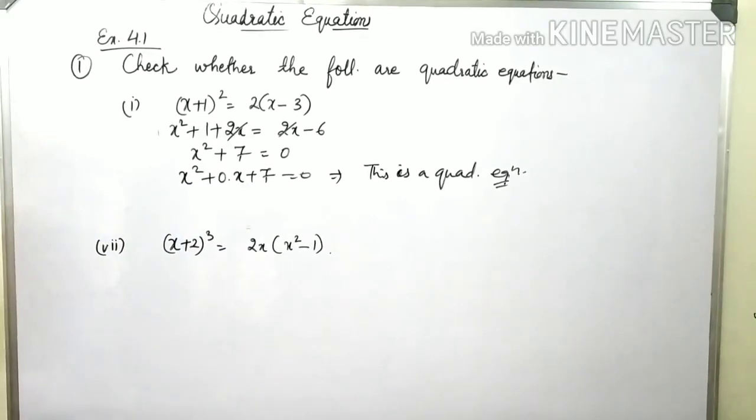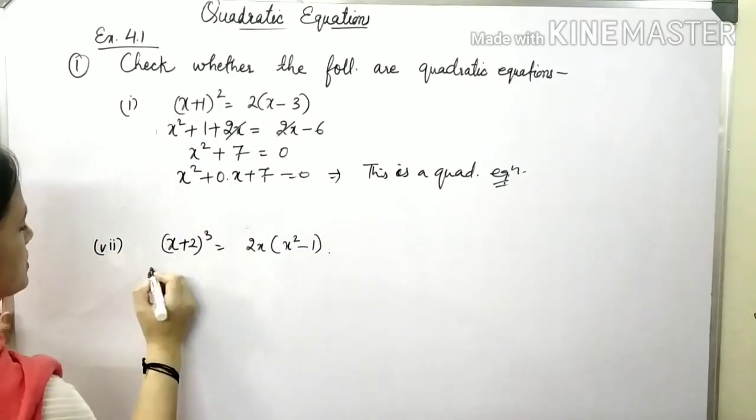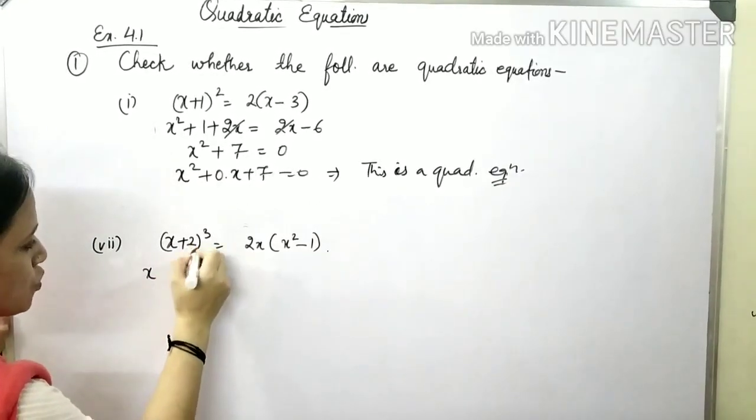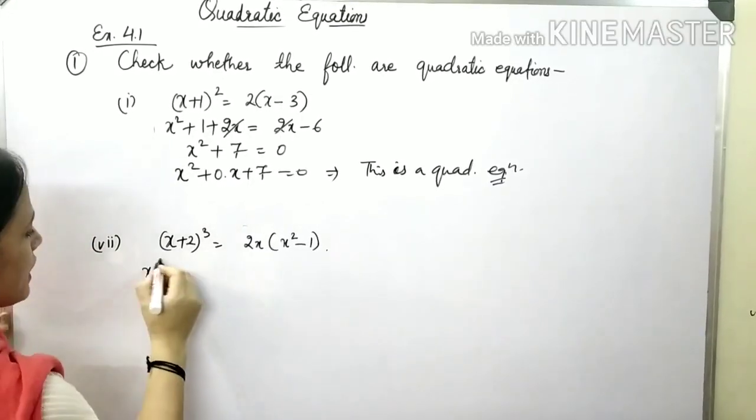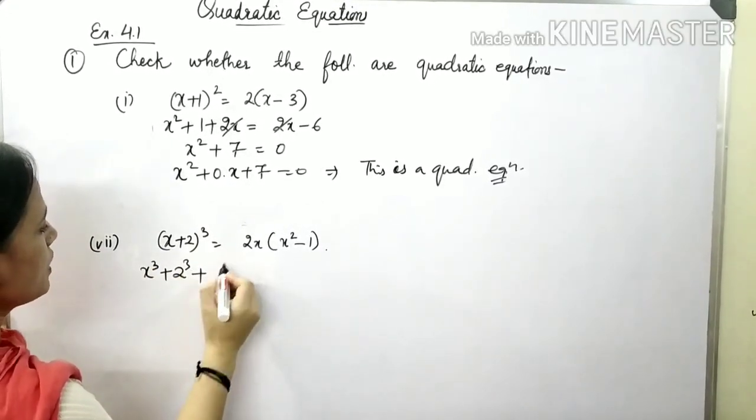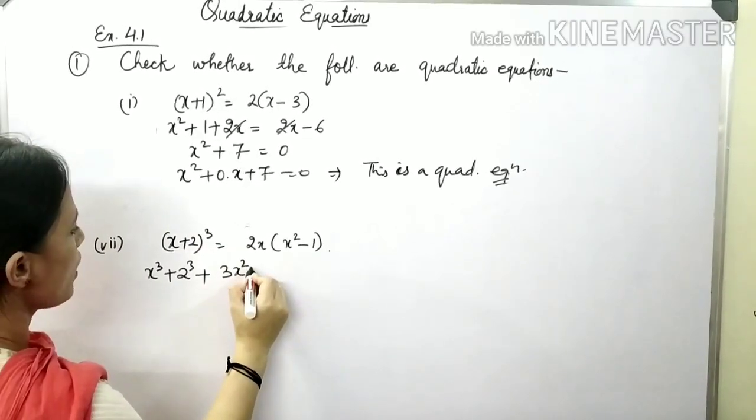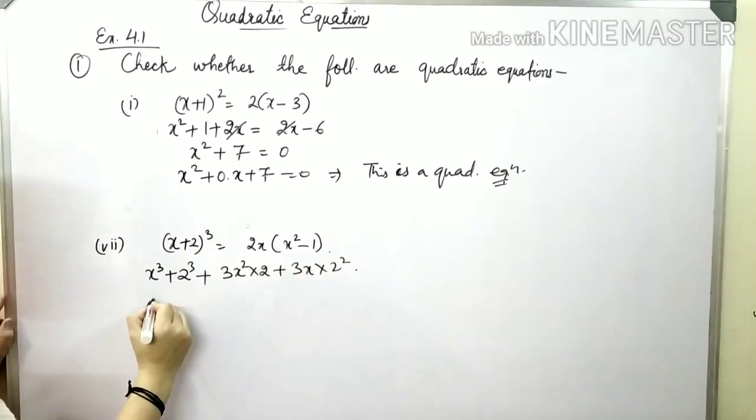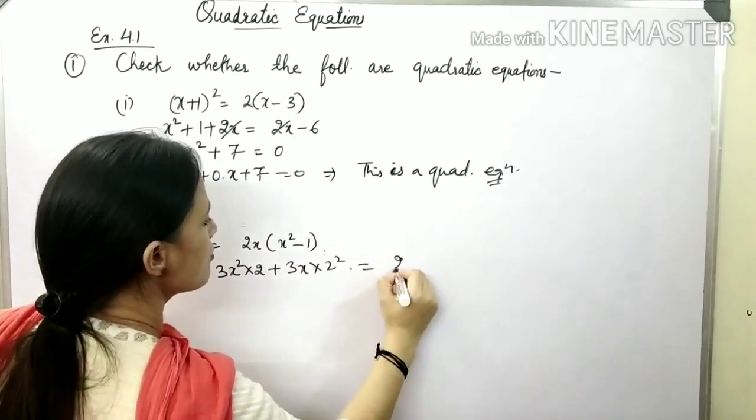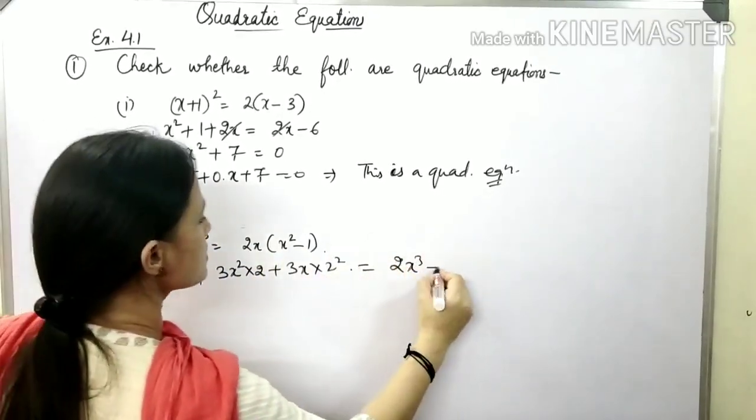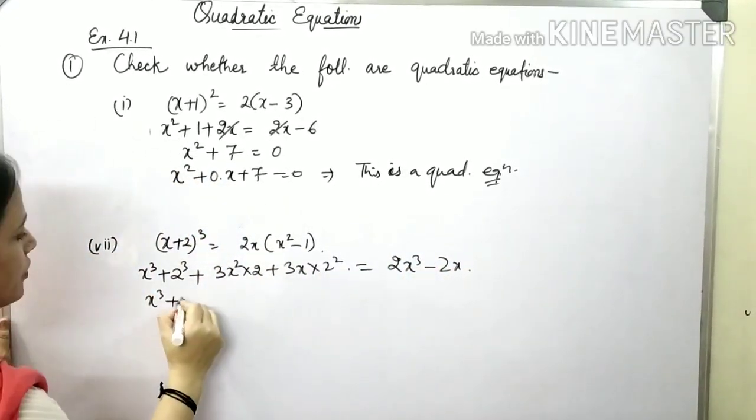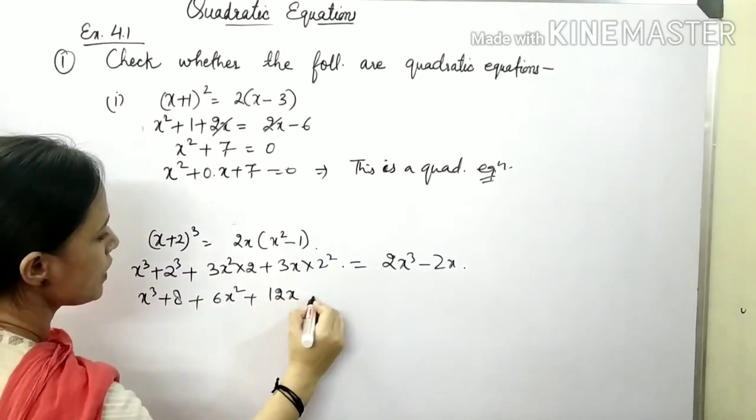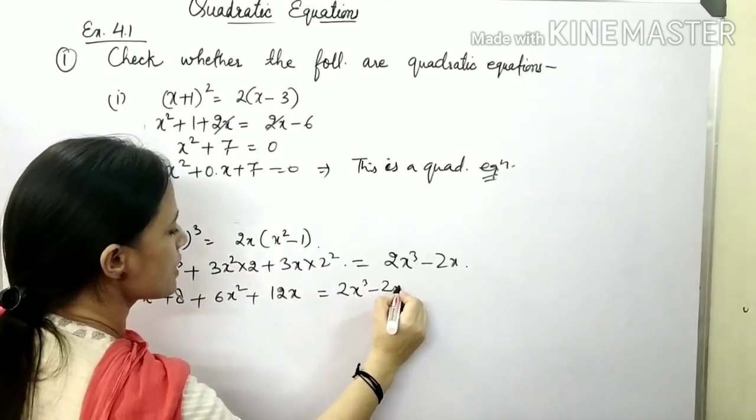Now I am directly doing the 7th part. Again the question remains the same. We have to check whether this is a quadratic equation or not. So we will expand it. (x plus 2) whole cube, that is (a plus b) whole cube, that is a cube plus b cube plus 3a square b plus 3ab square. So we are getting x cube. On the right side we have 2x cube minus 2x. Very easy. x cube plus 6x square plus 12x plus 8 is equal to 2x cube minus 2x.